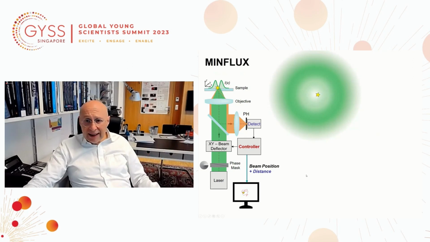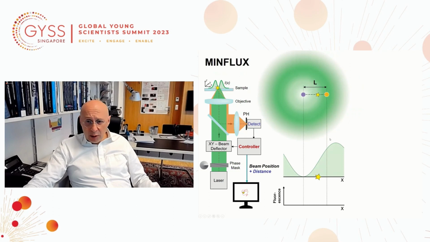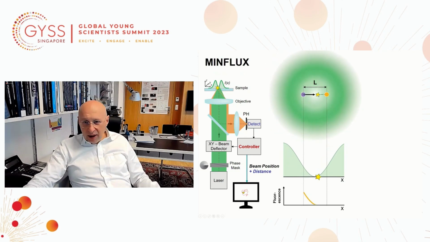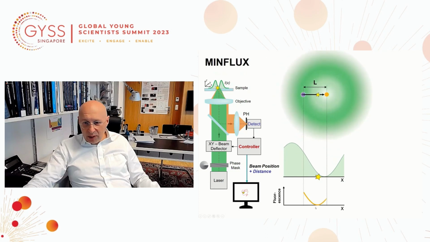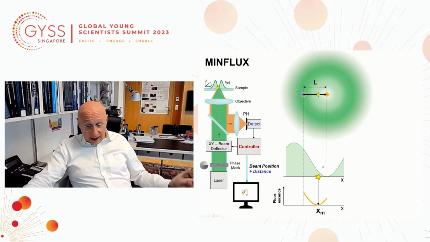Now, in reality, of course, it is done in the following way. If the molecule is supposed to be somewhere in between the 2 dots, the purple dot and the orange dot, how do we know now where it is? It's very simple. We scan this donut across the molecule, and once the zero coincides in space with the molecule, the fluorescence here is 0, and this is where the position of the molecule must be located, where the 2 coincide in space.